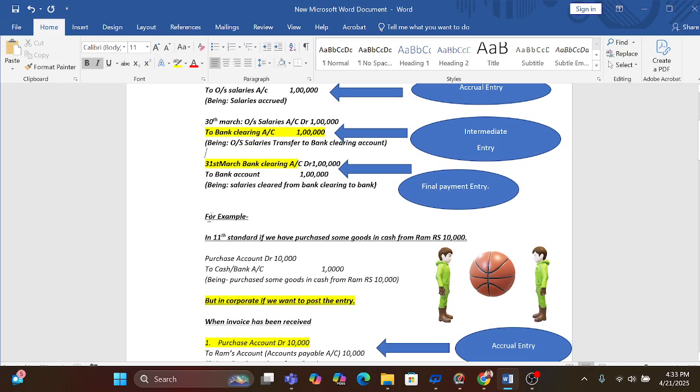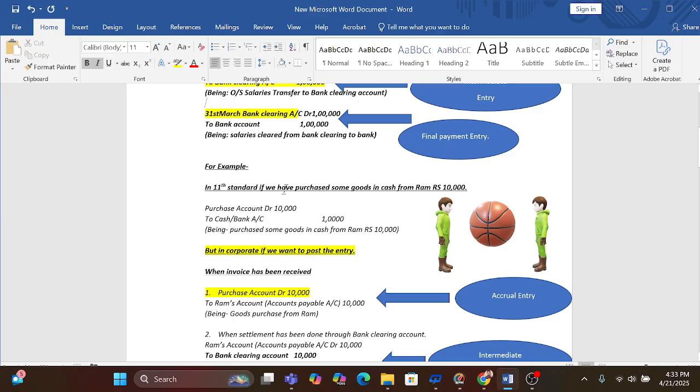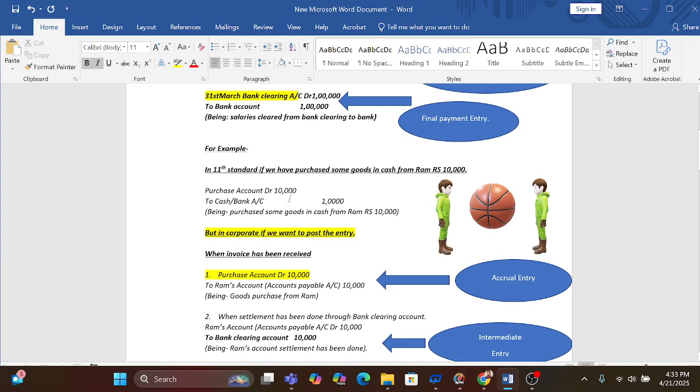I have another example. In 11th standard, we have seen that if we purchase goods in cash, our entry will be purchase account debit to cash, because cash is going out and we have purchased the goods. When cash is coming in, it will be debit, and if cash is going out, it will be credit. So here I have credited the cash, and the reason for crediting the cash is purchase.